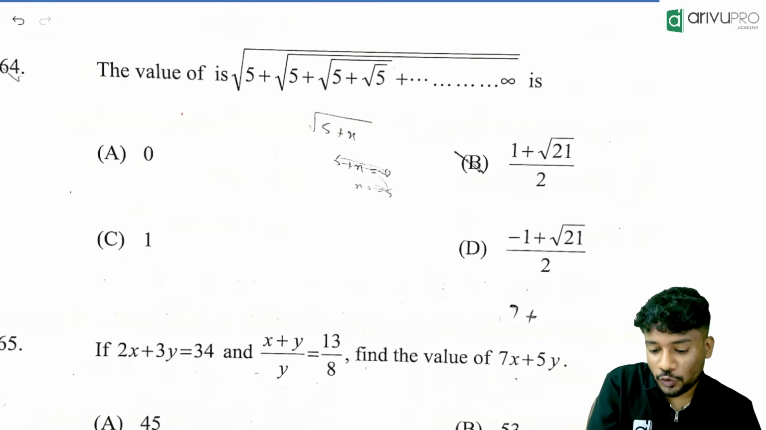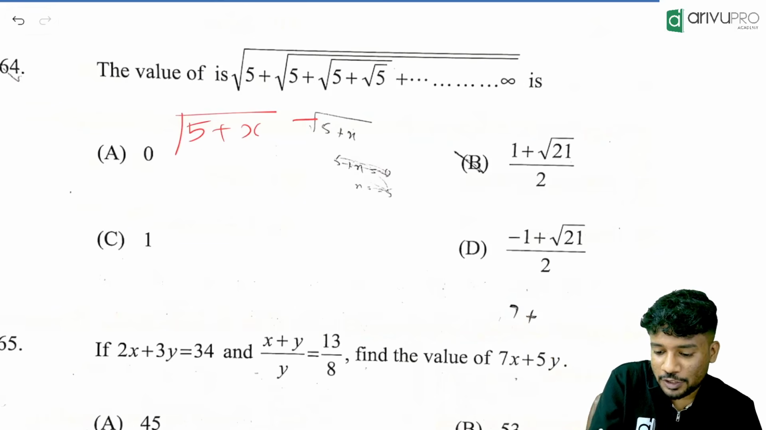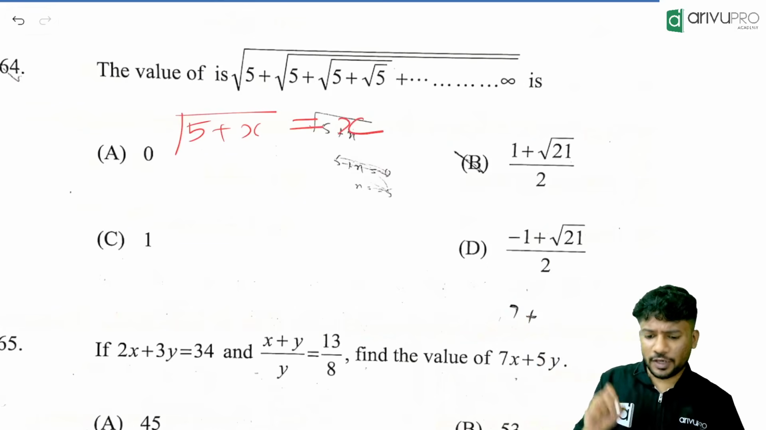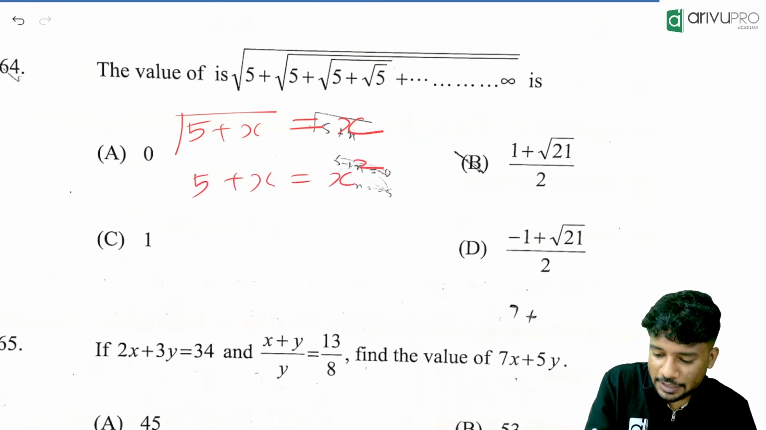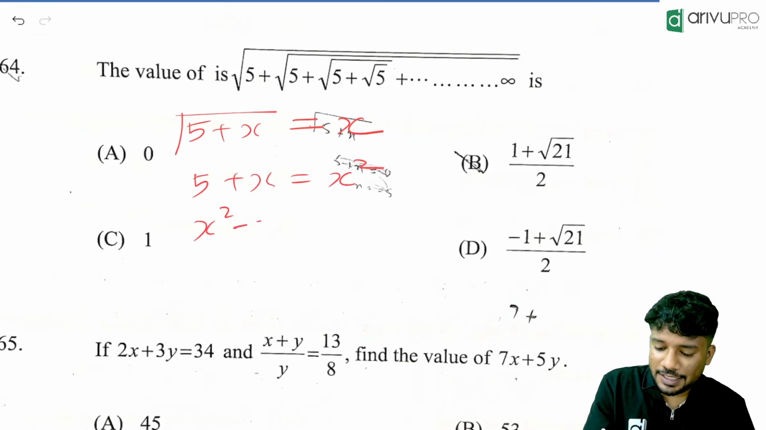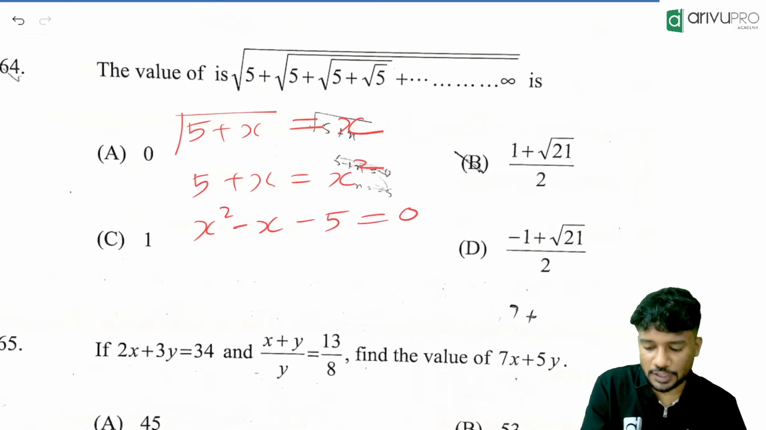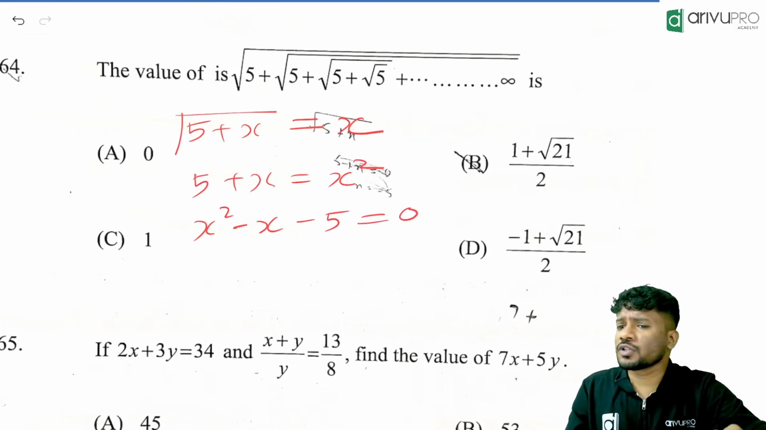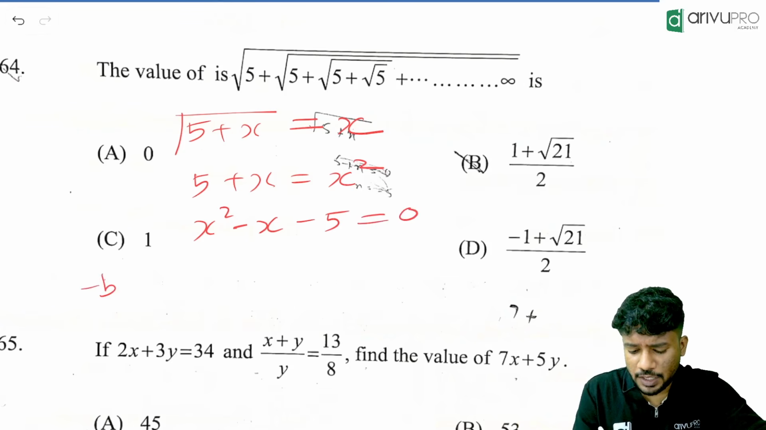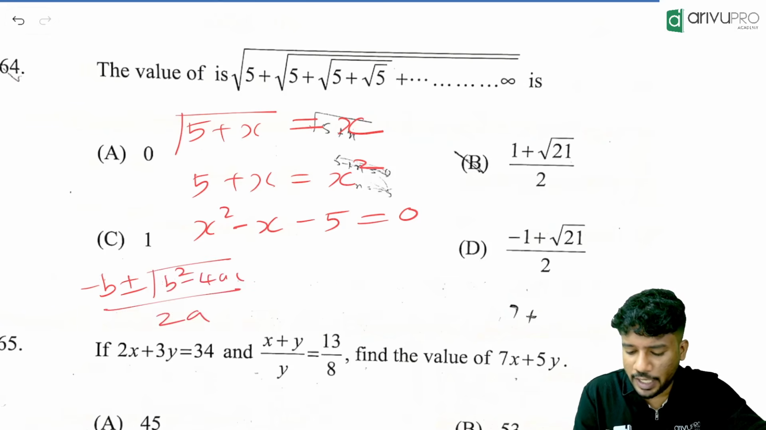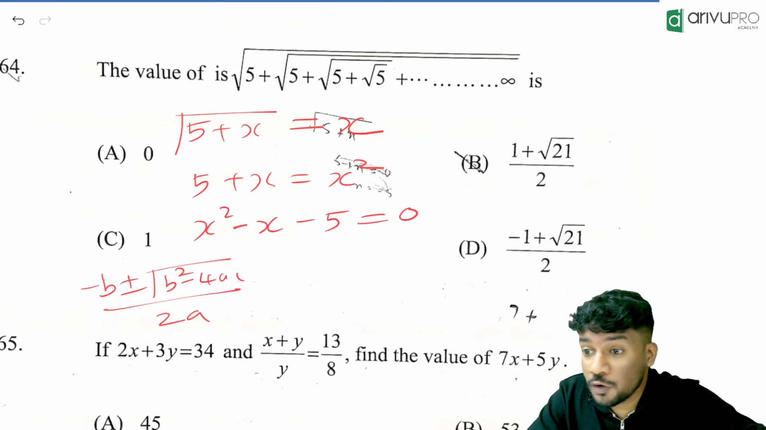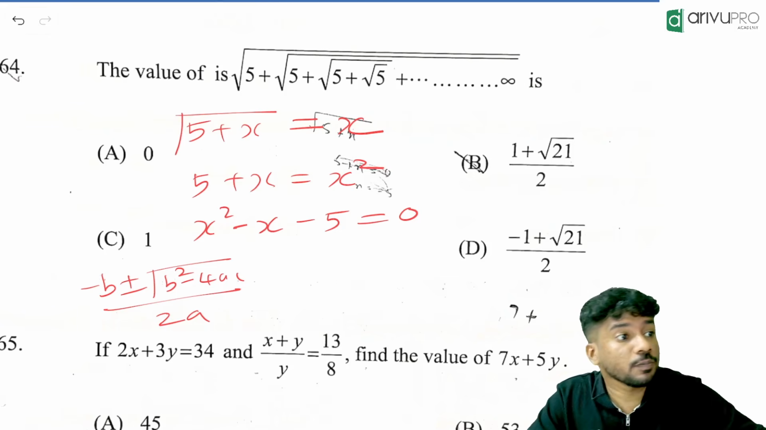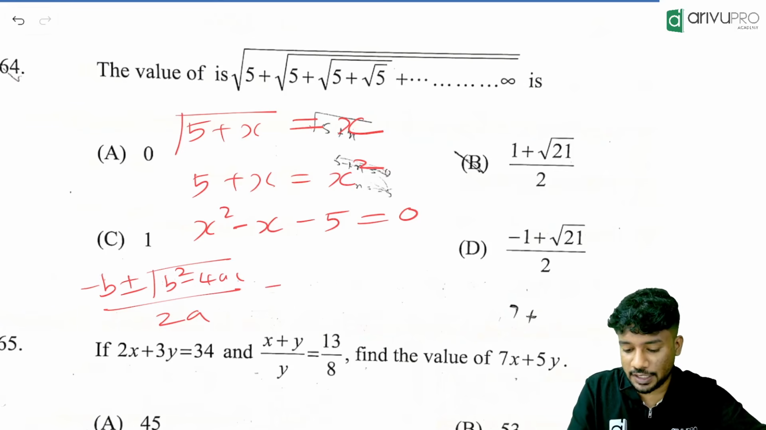You will put root of 5 plus x is equal to x. Then you will square it, everyone. It will become 5 plus x is equal to x square. Now, x square minus x minus 5 is equal to 0. Now you find the value of x, the roots. What is the root of x now? Minus b plus or minus root of b square minus 4ac, the entire thing divided by 2a. Looking at the options, we will always go with the plus value. We will ignore the negative, because x is equal to a root, so you can ignore the negative sign and find the value.